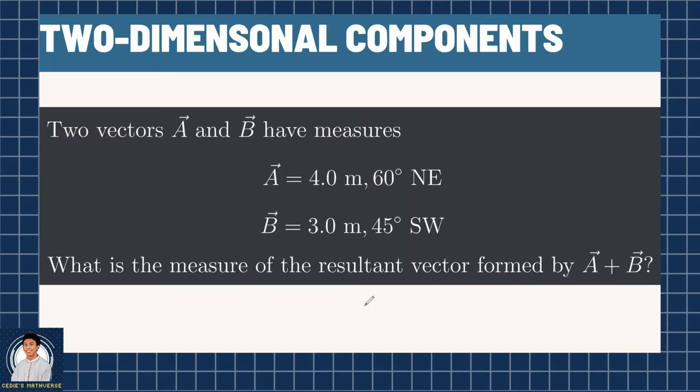To begin with explaining the component method and how it is used, I will give a problem. Two vectors, vector A and vector B, have the following measures. Vector A is 4 meters, whose direction is 60 degrees northeast, and vector B is 3 meters, heading 45 degrees southwest. What is the measure of the resultant vector formed by vector A plus vector B?